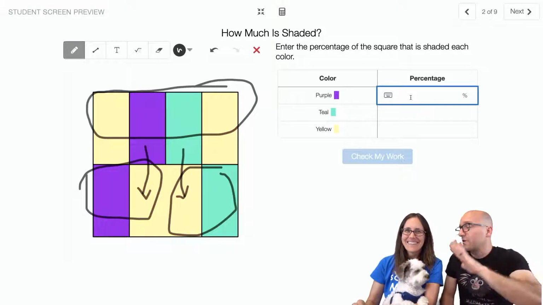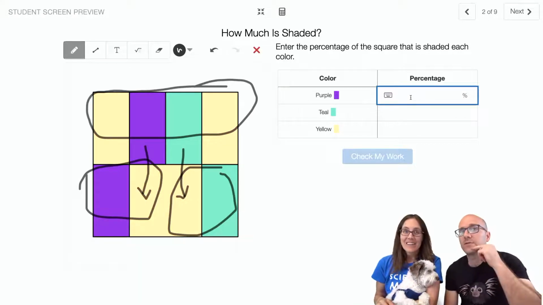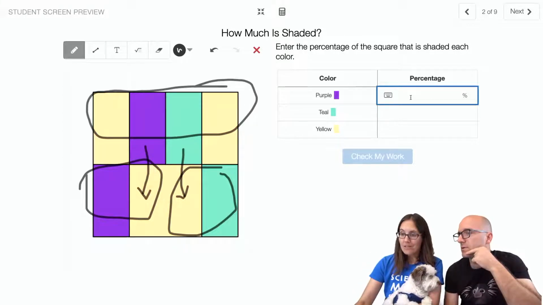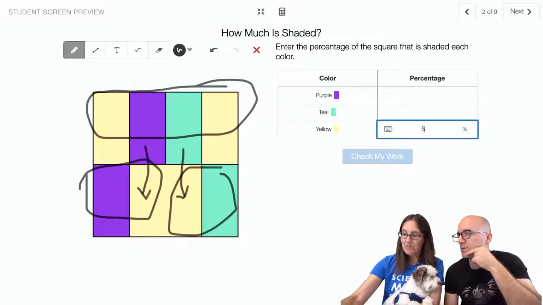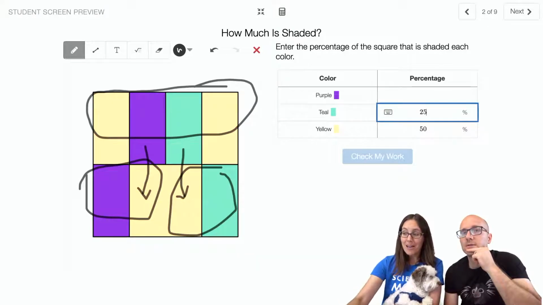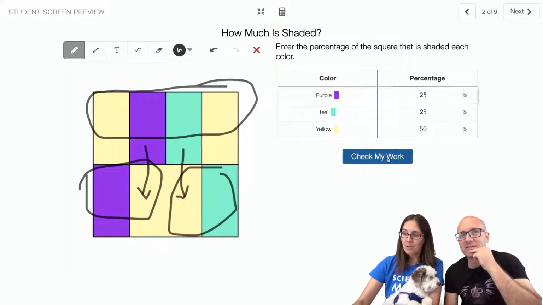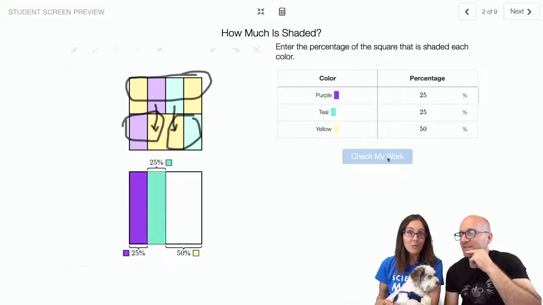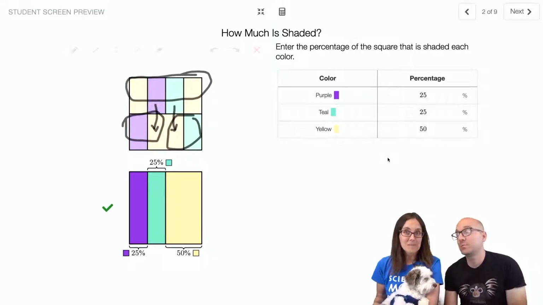Now, you've told me fractions. How are you going to get percentages out of those? Ooh, so 1/2 is the same as 50 over 100. So for my yellow, I'm going to write 50%. Okay. And then for the teal, 25 over 100 is the same as 1/4. Okay. So now I'm going to check my work, and ooh. Yep, there we go. Oh, they did it a different way, rearranging. Yeah, it's 25%, 25%, and 50%.